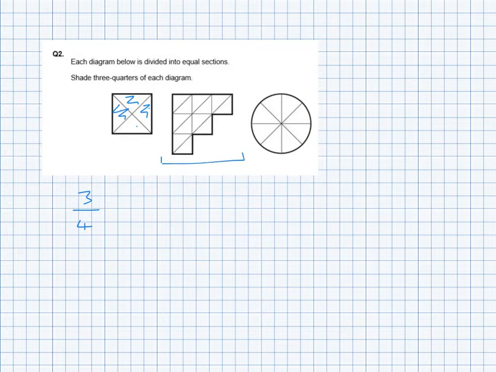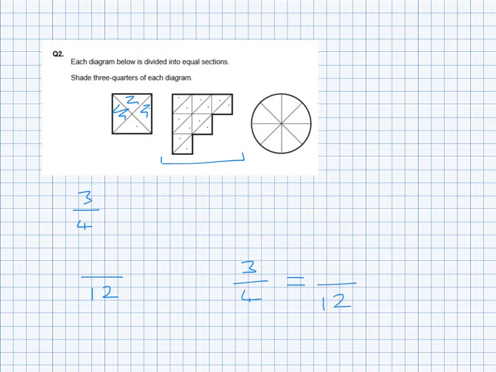First thing we need to do is count how many pieces we've got. We've got 1, 2, 3, 4, 5, 6, 7, 8, 9, 10, 11, 12. So we've got 12 pieces there. The way we're going to do it on this one is find an equivalent fraction. So 3/4 is equivalent to how many 12ths?